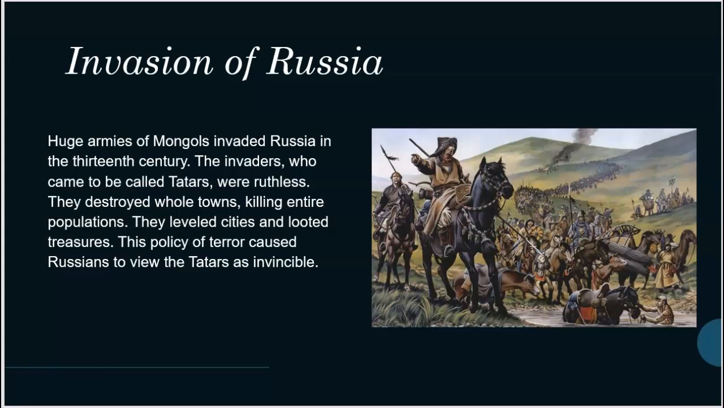Invasion of Russia. Huge armies of Mongols invaded Russia in the 13th century. The invaders, who came to be called Tatars, were ruthless. They destroyed whole towns, killing entire populations. They leveled cities and looted treasures. The policy of terror caused Russians to view the Tatars as invincible.